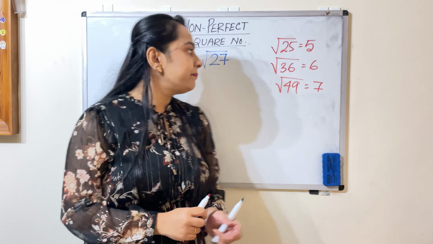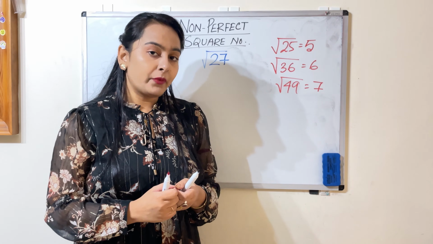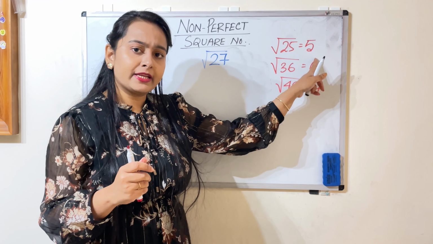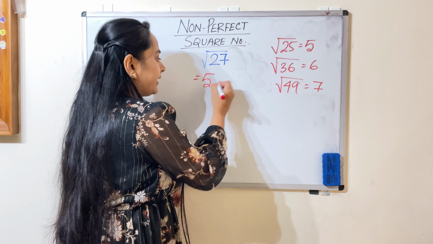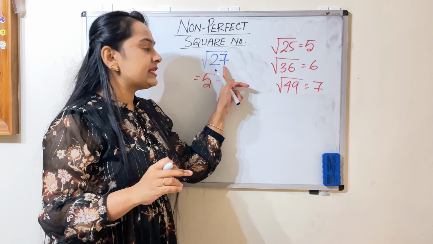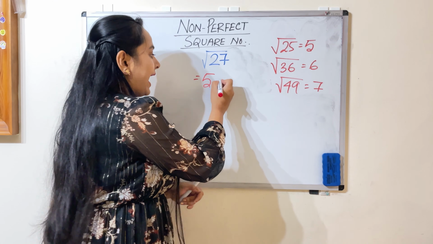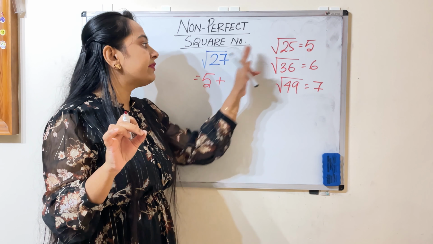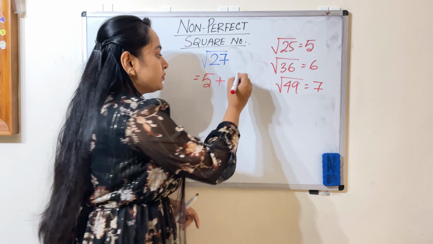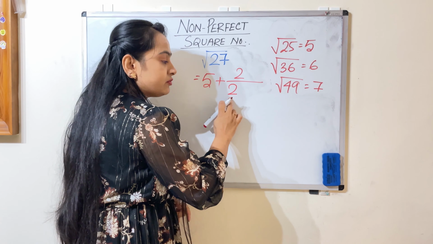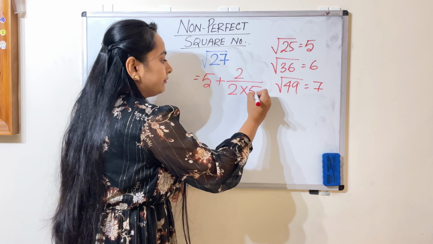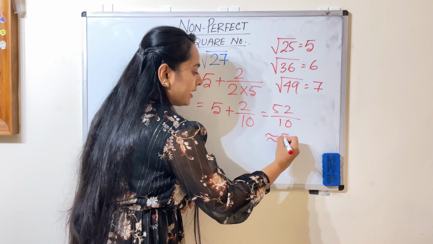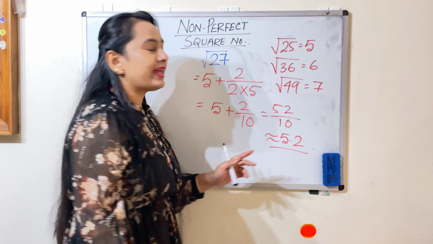Now our fourth example: how we can find the under root of 27. The nearest perfect square number is 25, and the square root of it is 5. So we have to write 5 here first. Then tell me, 27 is greater than 25, so we use the plus sign over here, right? How much is 27 greater than 25? 2. So 2 by the fixed 2 multiplied with that 5. So 5 plus, we get the approximate answer of 5.2, right? So that is our answer.